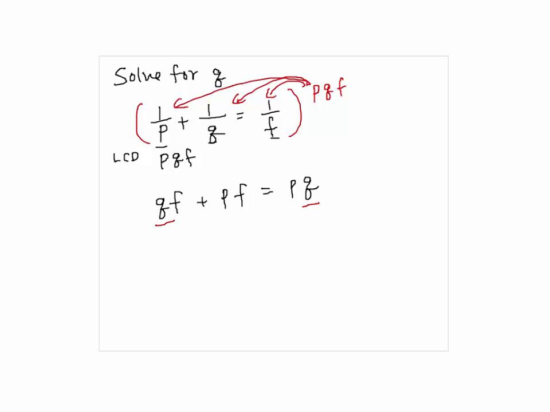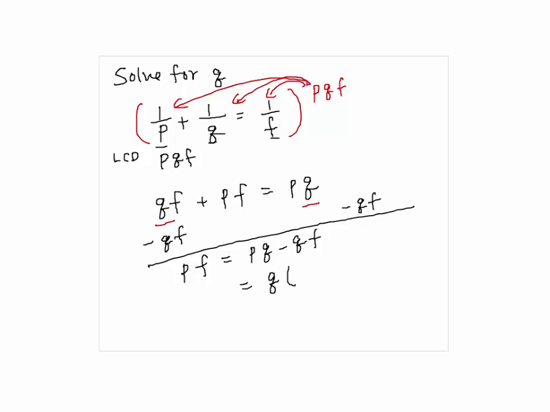Since we are solving for Q, I'm going to subtract QF from both sides. So we have PF equals PQ minus QF, so that we can factor out the Q to get P minus F times Q on the right-hand side and PF on the left. Finally, to isolate Q, we divide both sides by P minus F. We have the answer, Q equals PF over P minus F.